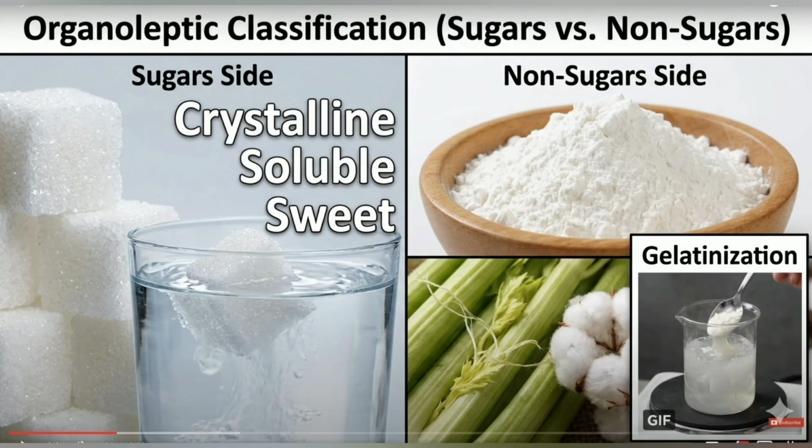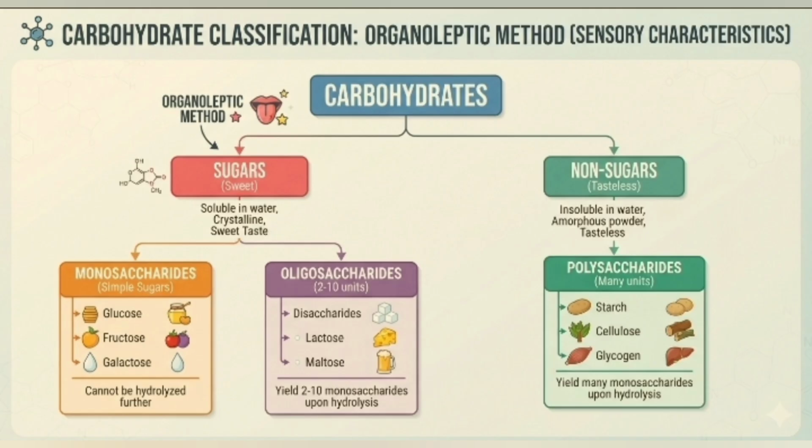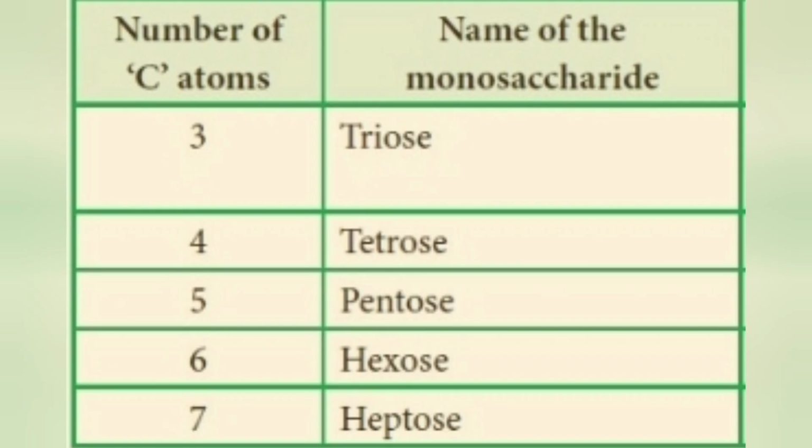The sugars can further be classified into monosaccharides and oligosaccharides. Monosaccharides are the simplest sugars and they cannot be hydrolyzed into simpler units. These monosaccharides can be classified based on the carbon atoms they contain, as well as based on the functional group they contain. Based on the carbon atoms, they can be classified into trioses, which have 3 carbons, tetroses with 4 carbons, pentoses with 5 carbons, hexoses with 6 carbons, and heptoses with 7 carbons.